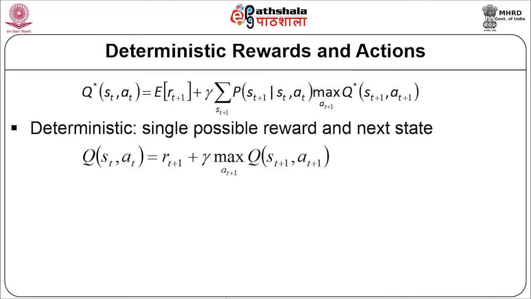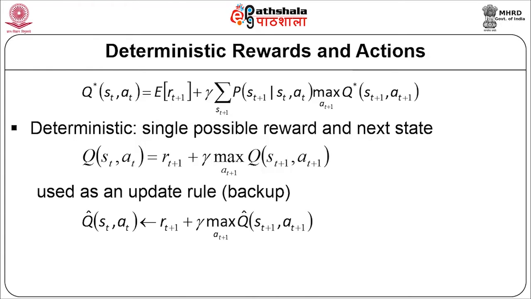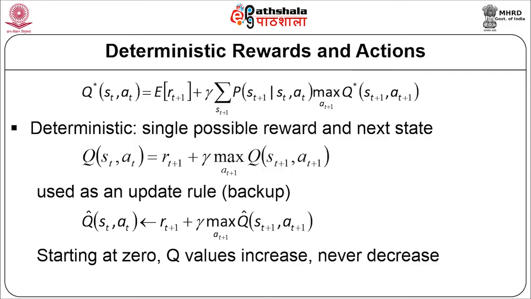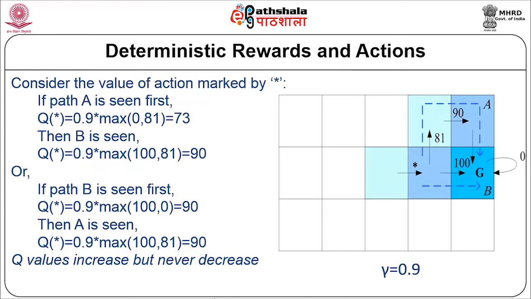Now, deterministic means a single possible reward and next state. So, if you are at Q S_t, A_t, then this is the reward you will get, and this is the maximum value you will get. It is all known, you do not have to check for all the states. You know the single possible reward and what will be the next state, and it uses an update rule or a backup rule. So, Q cap S_t, A_t is r_t plus 1 plus the discounted maximum of Q cap S_t plus 1, A_t plus 1. Starting at 0, Q values increase but never decrease, that is the way we have defined the values of Q.